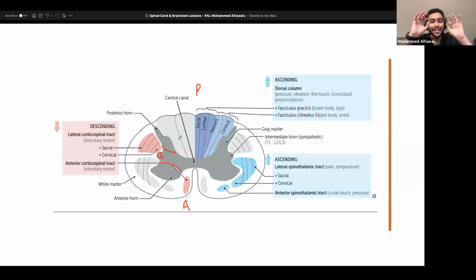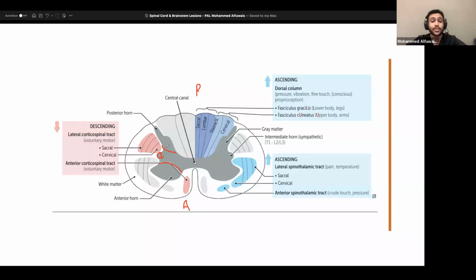You need to know these three tracks perfectly, okay? Which is corticospinal tract, spinothalamic tract, and dorsal column tract. You need to be perfect with this because localizing lesions will mostly depend on these three tracks specifically. So let's start.